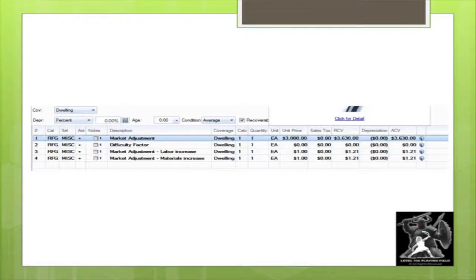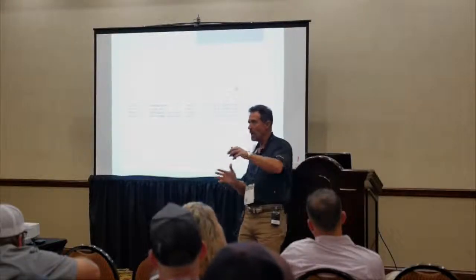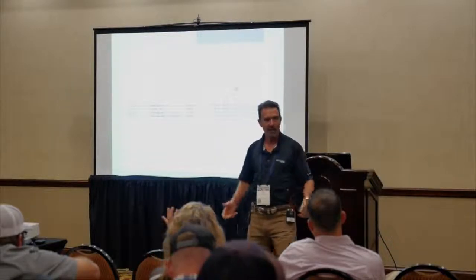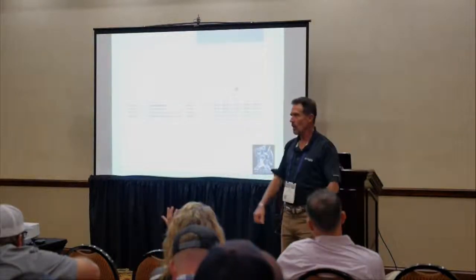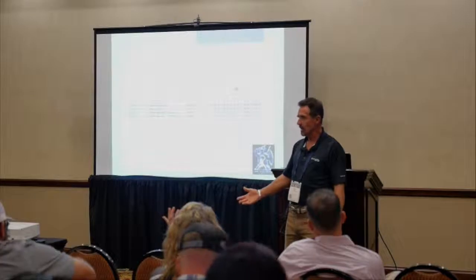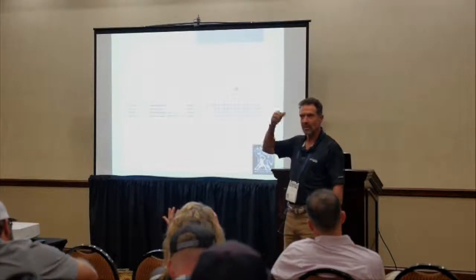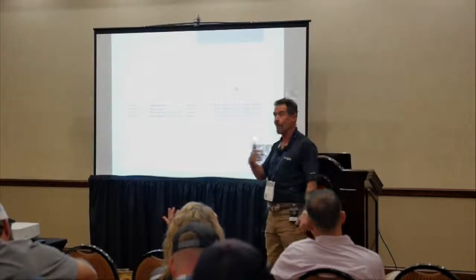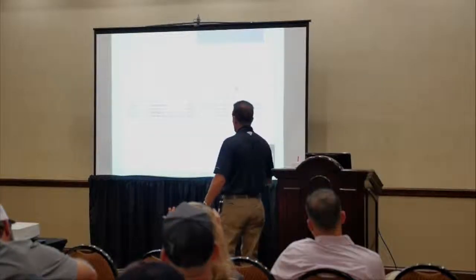Difficulty factor. Some roofs are more difficult. Or maybe there's an issue of access because of the way the driveway is, and you have to wheelbarrow down all your waste or something like that. So there's a difficulty factor, so you put that in there.